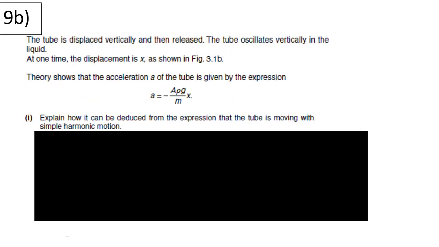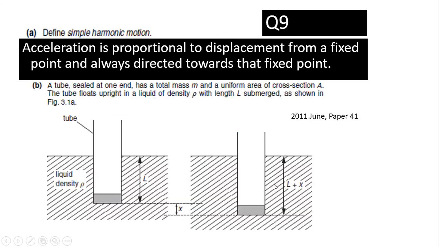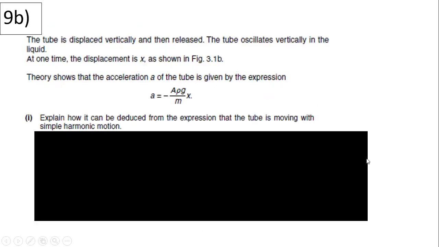The tube is displaced vertically and then released. The tube oscillates vertically in the liquid. At one time, the displacement is shown in figure 3.1b. You displace it, you push it down by a distance x. Theory shows that, this one they didn't expect you to derive. A-level students, they don't need to derive. They will be given this equation that is derived for them. Explain how it can be deduced from the expression that the tube is moving with simple harmonic motion.